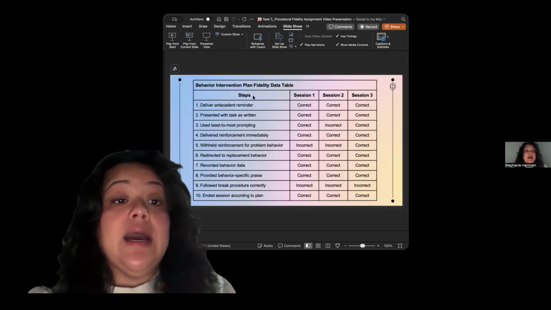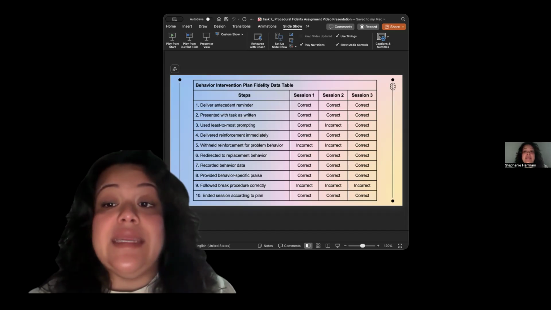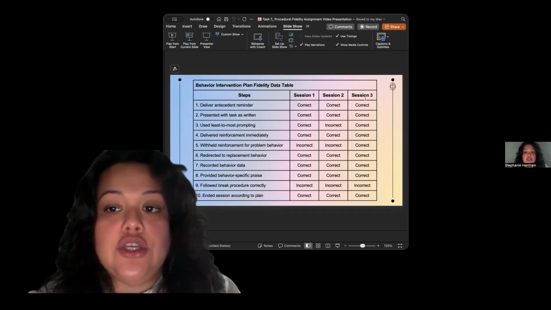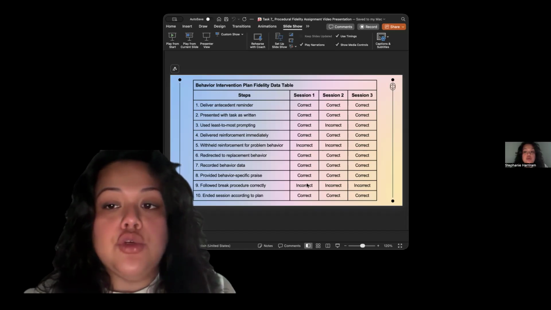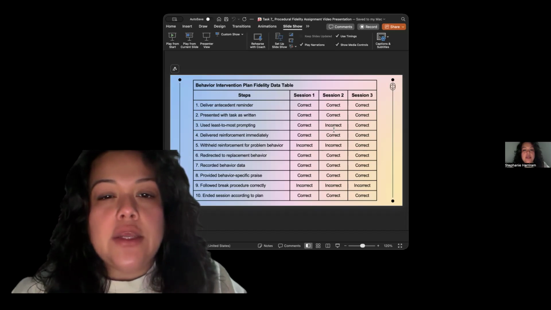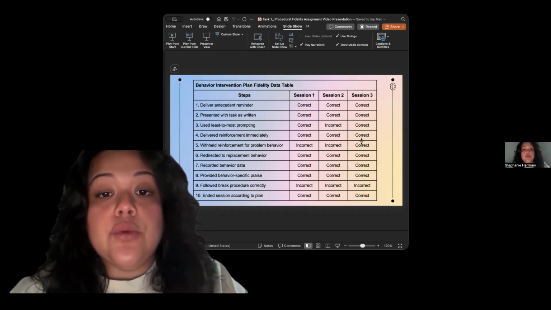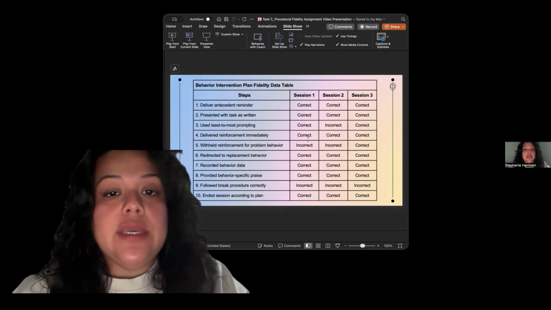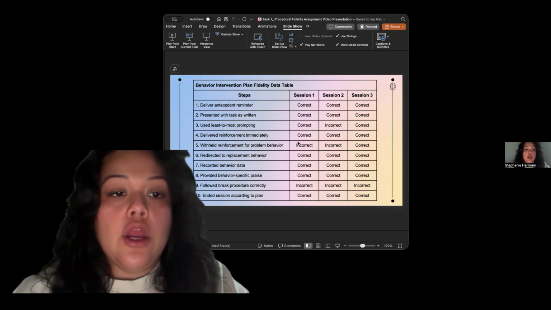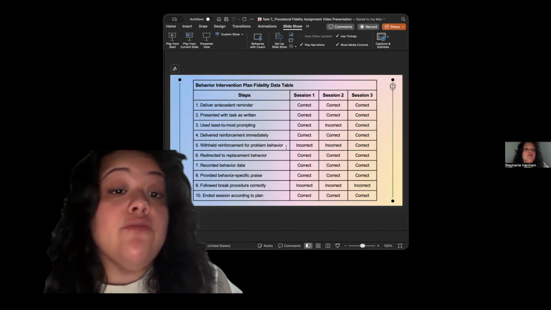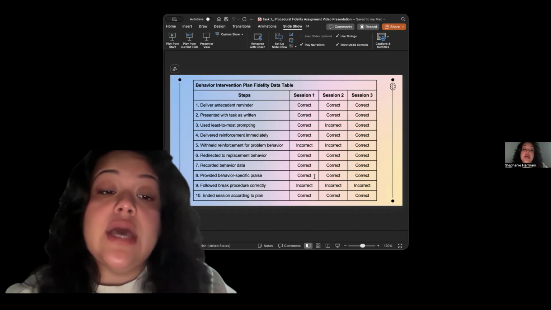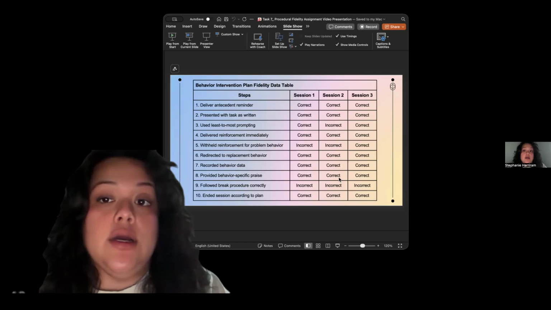So here is my behavior intervention plan fidelity data table. This table shows a step-by-step fidelity checklist among the 3 sessions that we have. So here we can see in session 1, we had 2 errors, while session 2 had 3 errors, and session 3 had 1 error. And I just wanted to point out here in our data, we can see that there's a consistency in error with withholding reinforcement for the problem behavior, as well as following the break procedures. And that's important to know for our future data analysis.